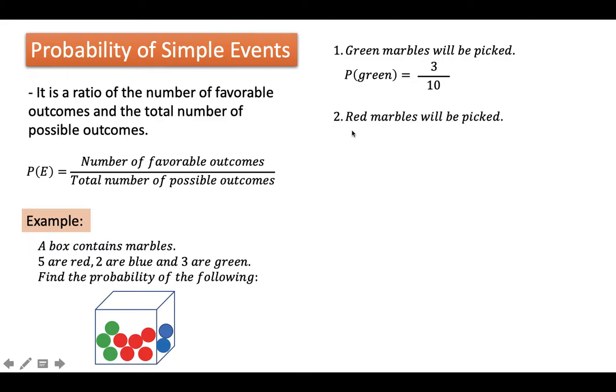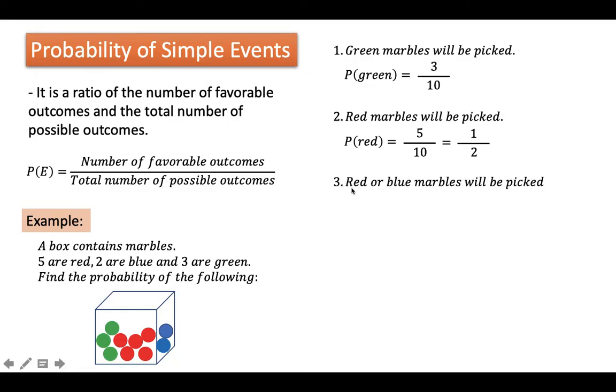In given number 2, what is the probability that red marbles will be picked out of this box? Since our event is red, we will count the number of red marbles, which is 5, and that is our numerator. Then our denominator here is the total number of marbles inside the box, and that is 10. So the probability that red marbles will be picked is 5/10, which is equal to 1/2.